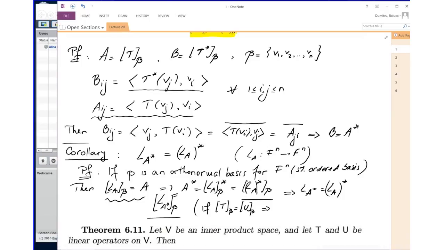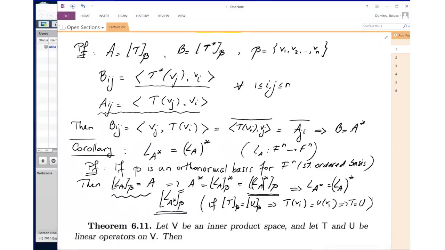Because a column of the matrix associated to a linear transformation is given by T of VI, written in that basis, right? So T of VI, which is the ith column of the matrix on the left, is the same as the ith column of the matrix on the right, and that is U of VI. So T of VI equals U of VI for every VI in the basis. When two operators are identical on a basis, they will be identical everywhere. So that's exactly what I was trying to say here. L sub A star and L sub A star, the two matrices in the basis beta are equal, therefore the two operators must be equal, which I concluded over here.